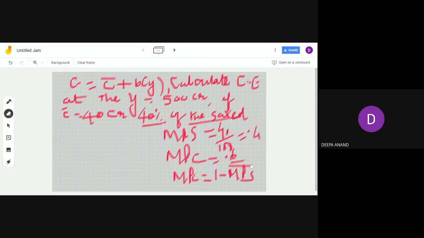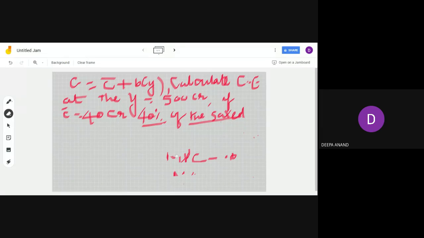So I think till here it is okay. MPS is given as 0.4 because 40% of the additional income is saved means MPS is equal to 40 by 100, that is 0.4. You know MPC plus MPS is equal to 1. So MPC will be 1 minus MPS, that is 0.6. So here you got MPC also. Now you got everything to substitute in the formula.